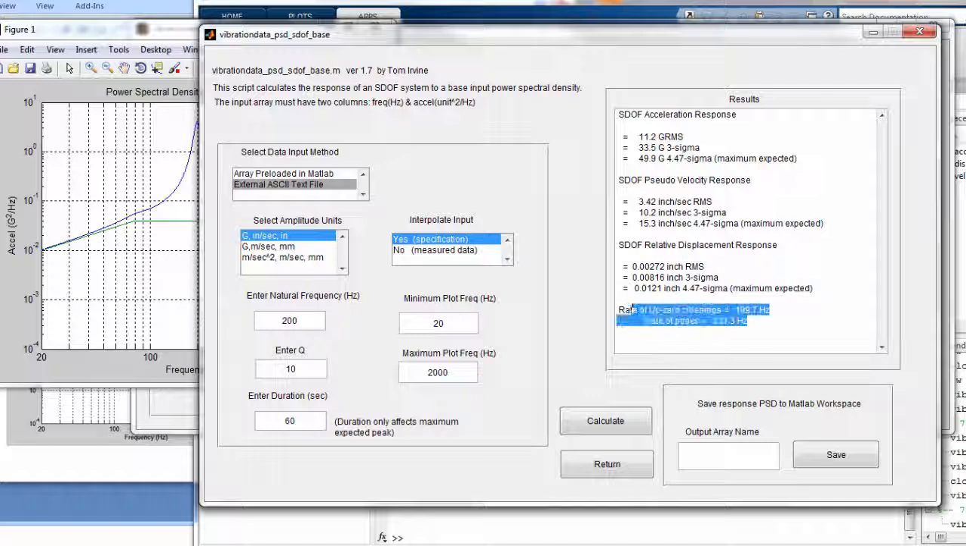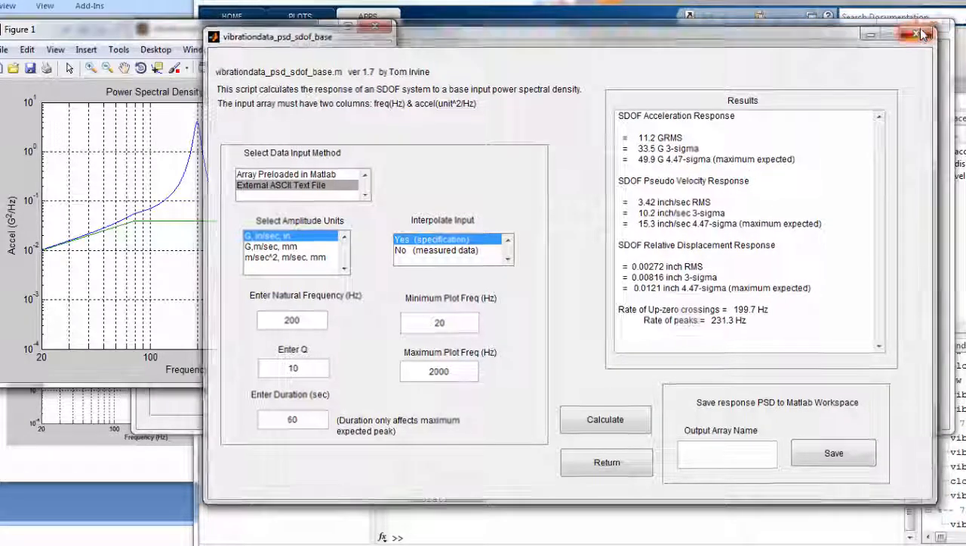Now, these numbers are not really too important for us today, but they will become important when we get into our fatigue analysis. I just wanted to let you know that this is something that I've added to this function here. So if you need those numbers or any of these numbers, we have a way of calculating them via this MATLAB function.